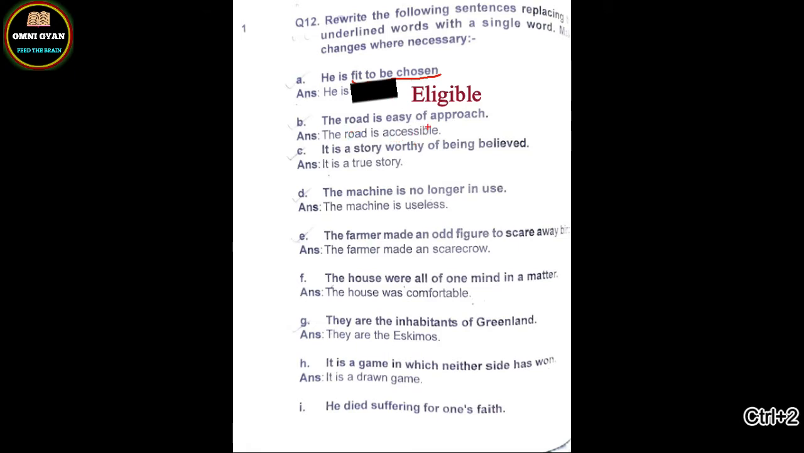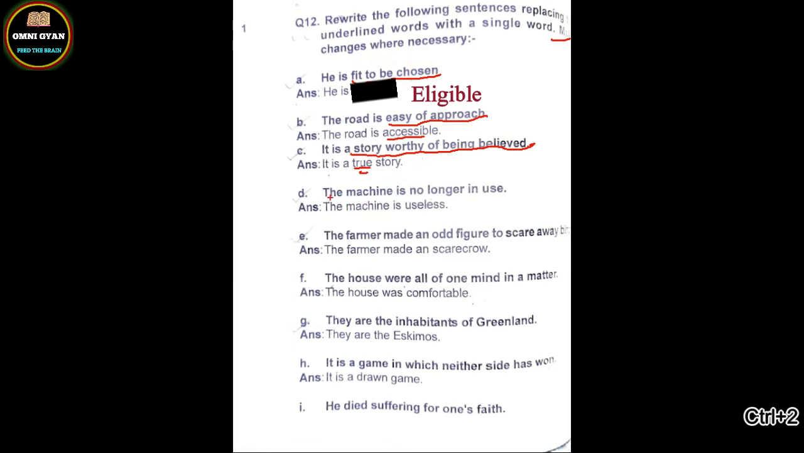Okay, next one, the road is easy of approach. Easy of approach should be underlined. The road is accessible. Easy of approach means accessible. It is a story worthy of being believed. So anything that you believe is true. So a story worthy of being believed, you can write, it is a true story. As it is said, you can make changes where necessary. Right?